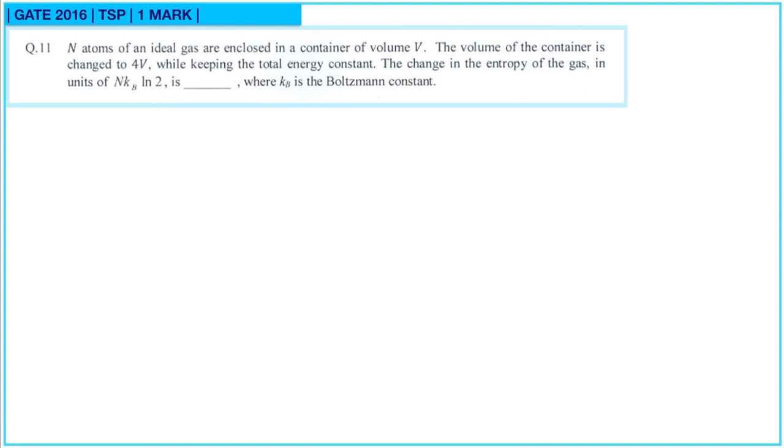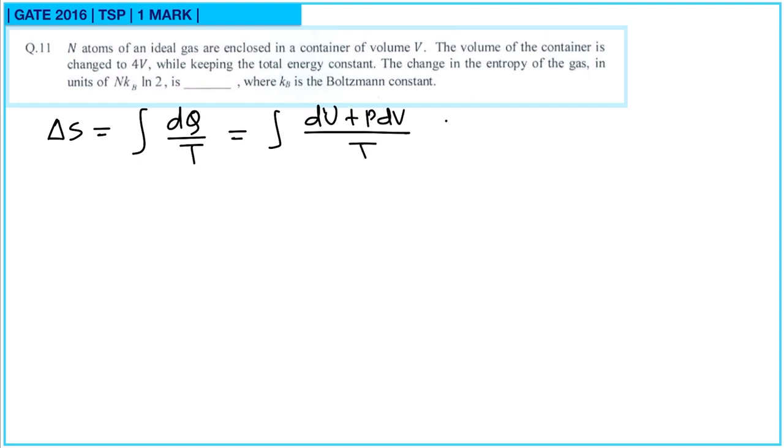Next. N atoms of an ideal gas are enclosed in a container of volume V. The volume of the container is changed to 4V while keeping the total energy constant. The change in entropy of the gas in units of nKb ln2 is. Now delta S is equal to integration over dQ by T. But dQ can be written as dU plus PdV from first law of thermodynamics upon T.